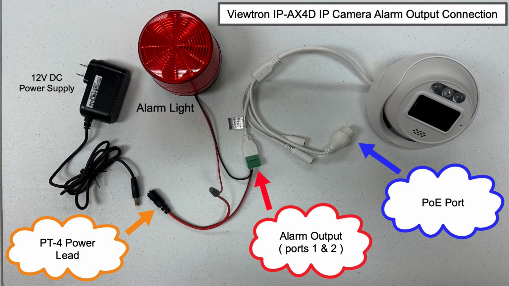This is how the alarm light is wired to the alarm outputs of the camera. Ports 1 and 2 on that alarm block are the relay output ports. I basically connect the power supply of the alarm light in line with the relay output of the security camera. Then I use a PT4 power lead to connect the alarm output and power lead from the alarm light to a 12-volt DC power supply. This is an IP camera with power over Ethernet support, so I have the network PoE port of the camera connected to a PoE switch on our network.